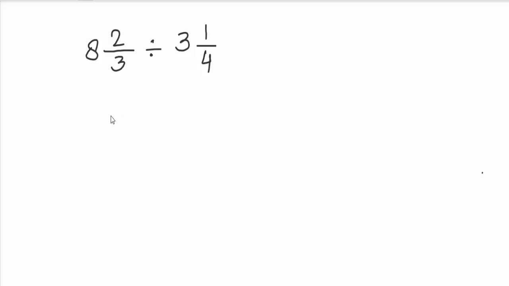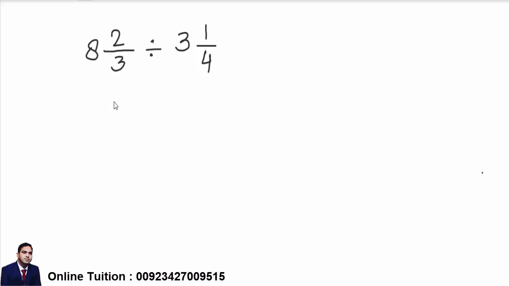In this video, we will learn how to divide mixed numbers, mixed fractions. So 8 whole 2 over 3 divided by 3 whole 1 over 4. First of all, equal to sign, 8 will multiply with this 3. 8 will multiply with this 3.